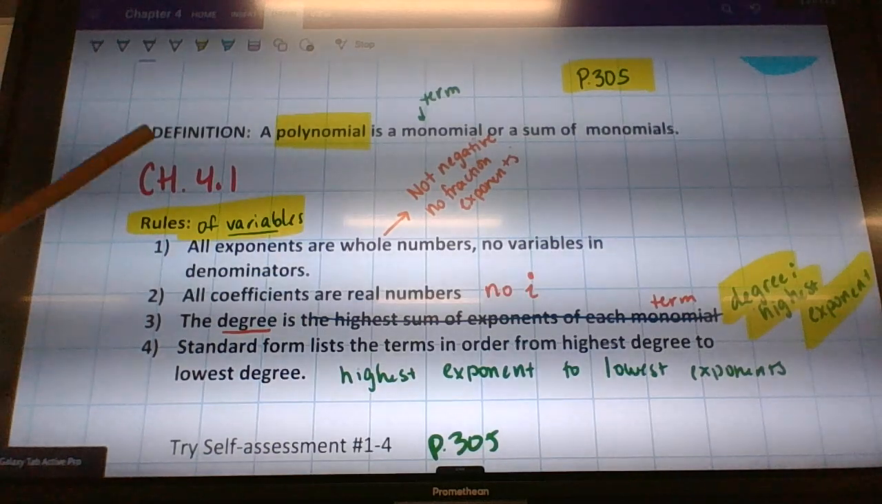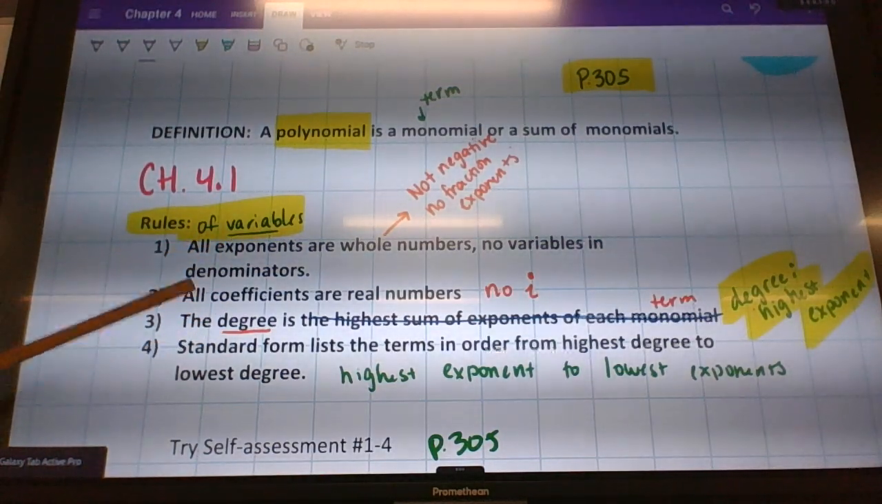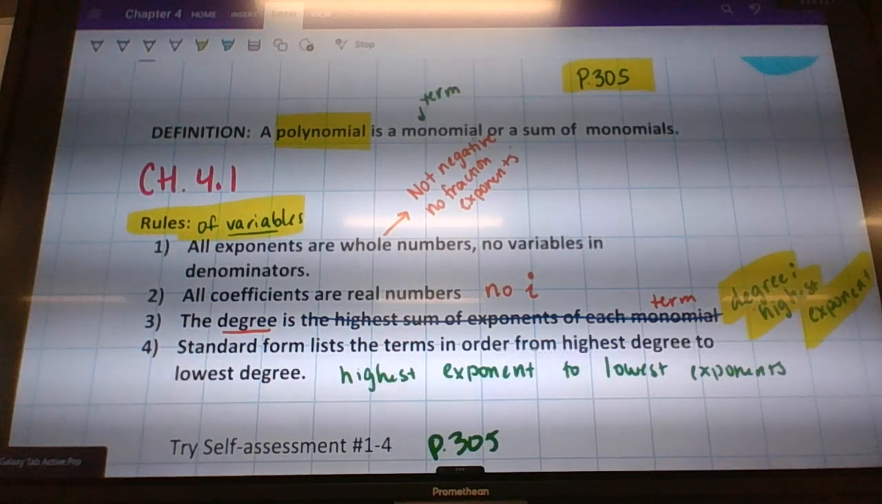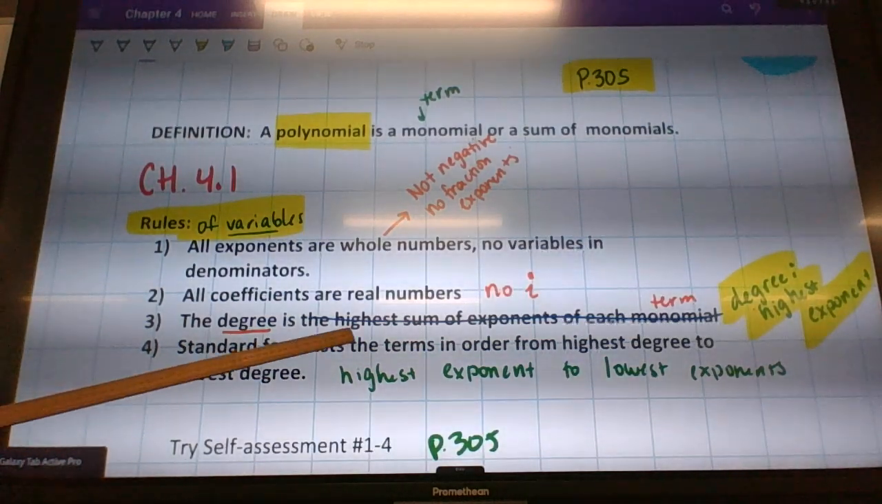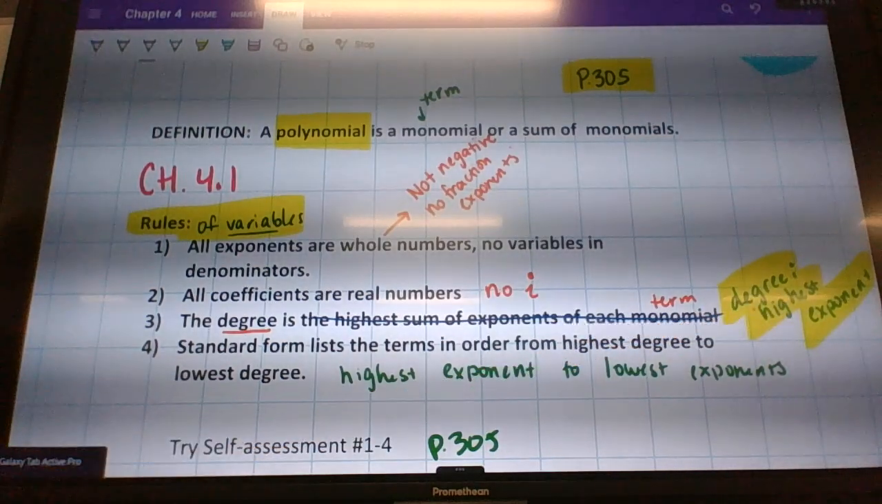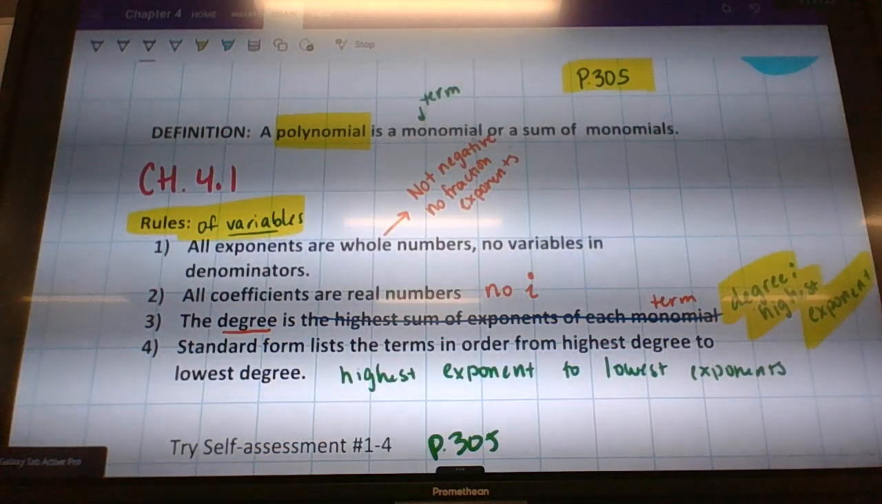This is pretty much the rules right here. The whole thing is too long, so I summarized it right here. The degree is the highest exponent.